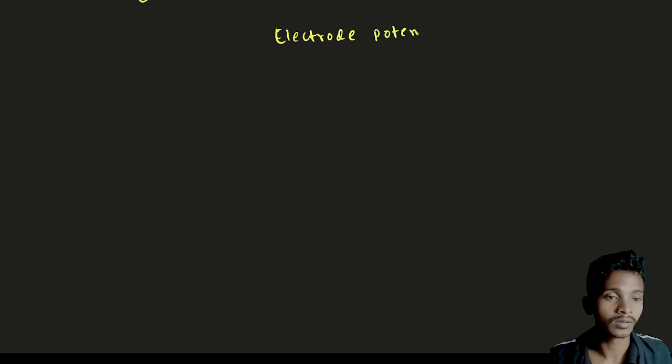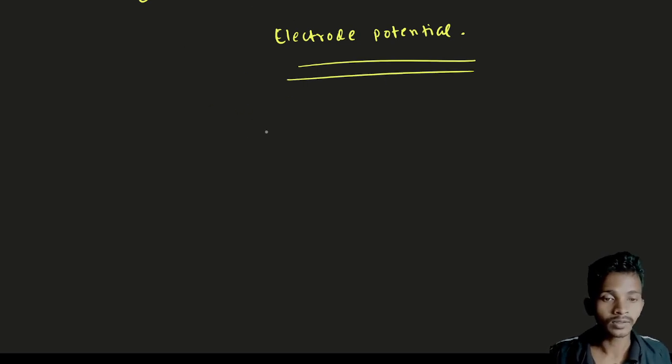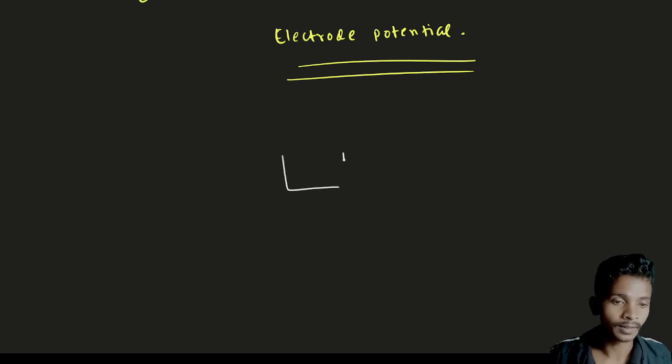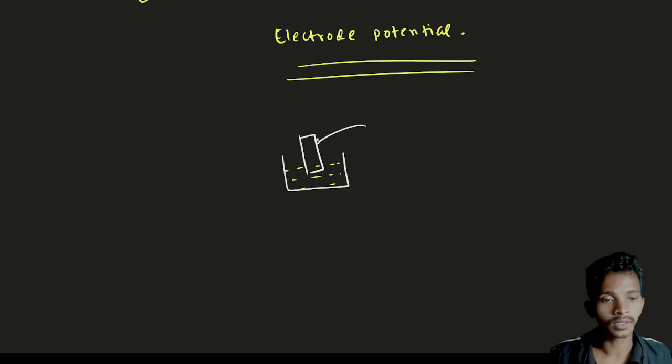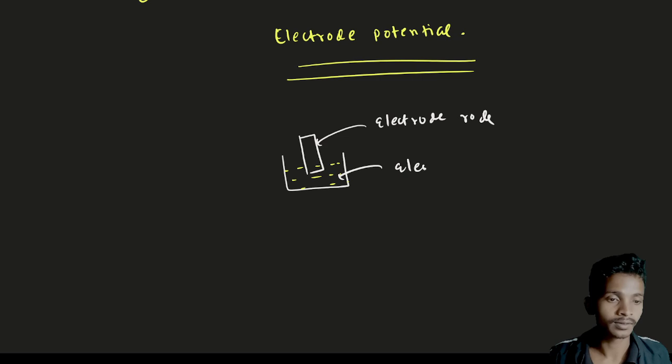So today's class, the topic is electrode potential. If I draw and take a metal here as an electrode rod, and let me take any electrolyte. This is the electrode rod, we have already discussed it in the past class, and this is the electrolyte.